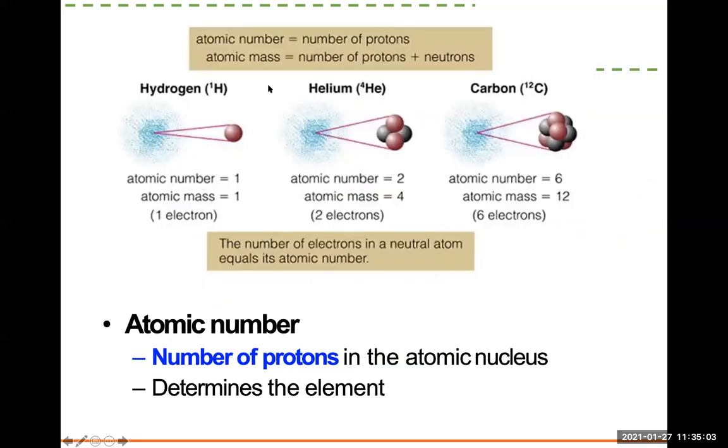So the atomic number is going to determine the element. If it's 1, it's hydrogen again. If it's 6, it's going to be carbon. So here, atomic number is the number of protons. Atomic mass is the number of protons plus neutrons. So it's going to be double here.